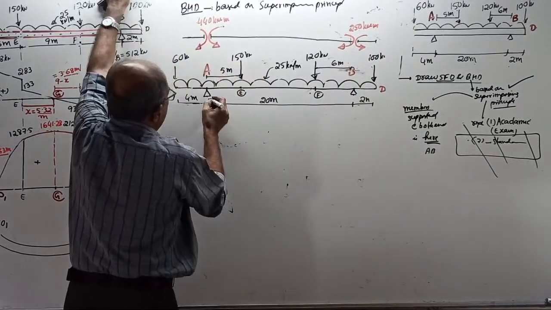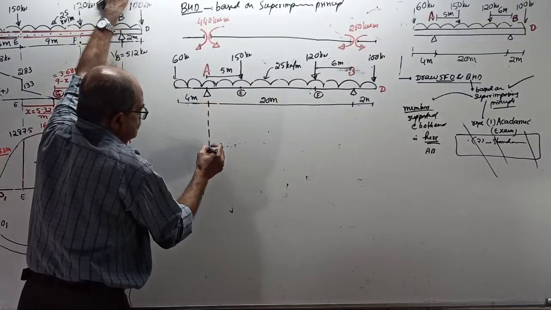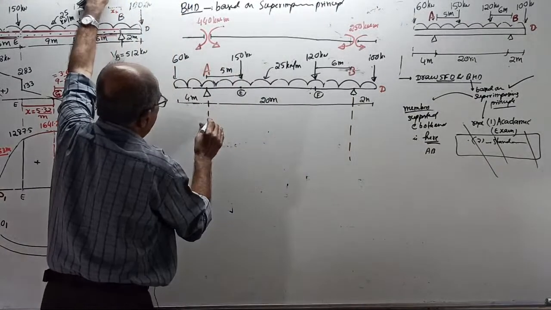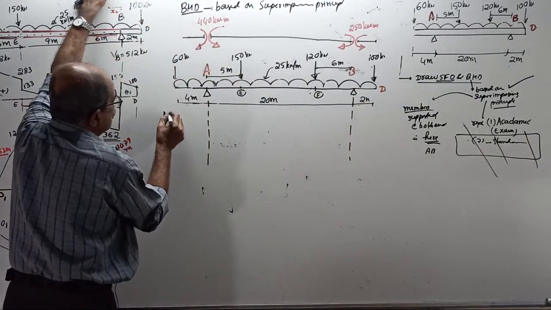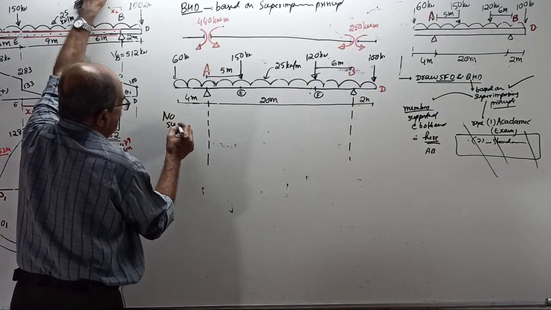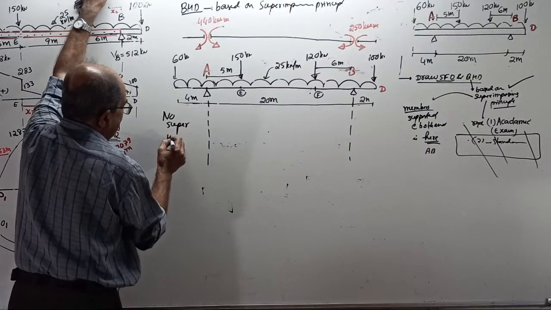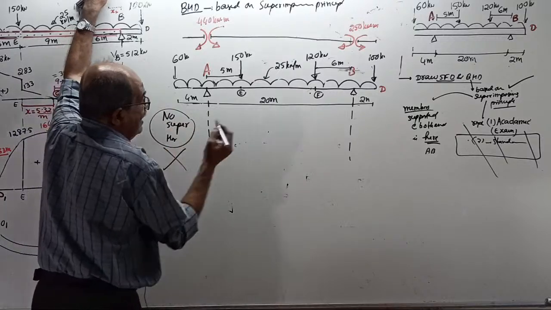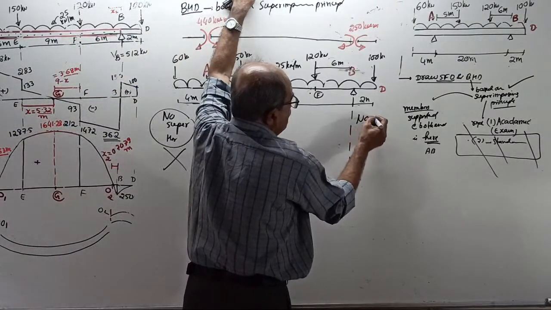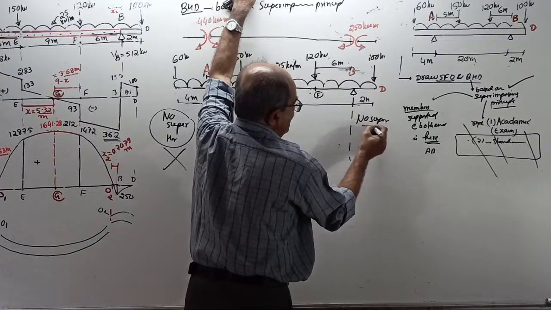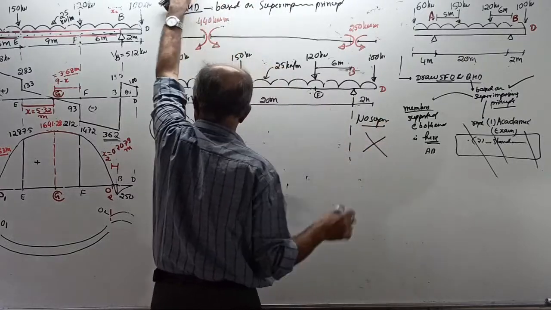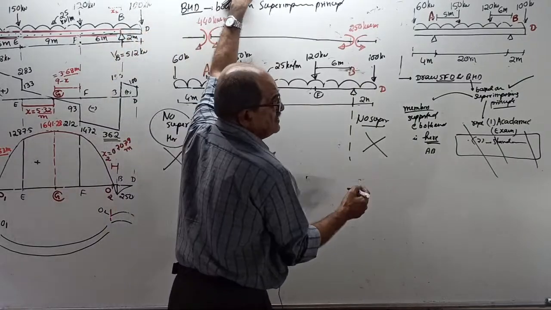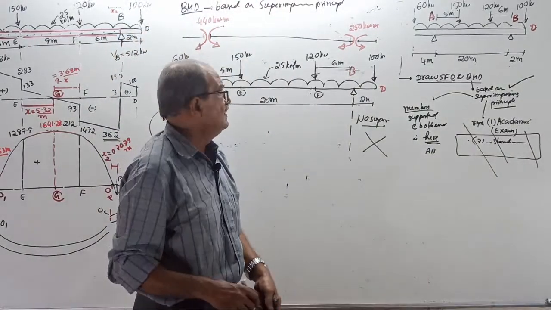How? Project the point down. Note, make a note here: no superimposing here. Superimposing only here. Suppose the question is a continuous beam, you will learn later.